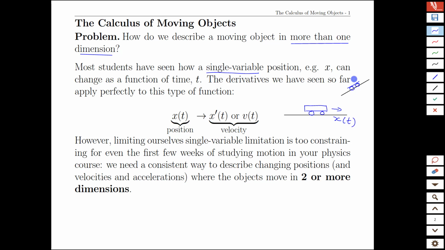But what about something where we have a car going around a track, something in more than one dimension? Well, we're going to have to explore how we both represent and work with questions about position, velocity, and acceleration in that new context and how we formulate that mathematically.